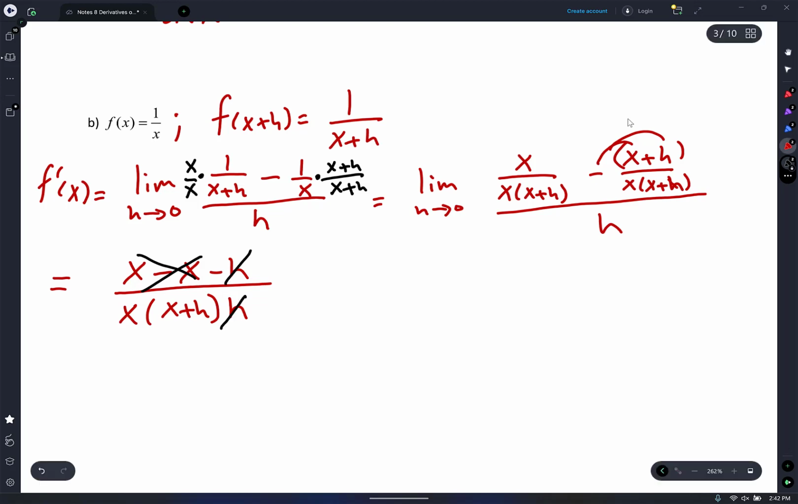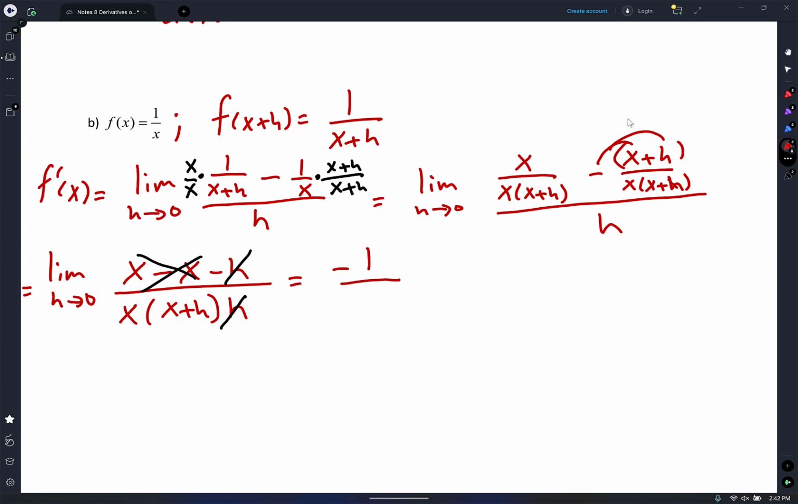And now, oh, I didn't even write the word limit. Why didn't you tell me, guys? I have to write the word limit because I haven't evaluated anything. But then you left negative 1 on top. Yes. All right, now, because it says the word limit there, what is h approaching? 0. So now I can do direct substitution. And I have negative 1 over, what's x times x?